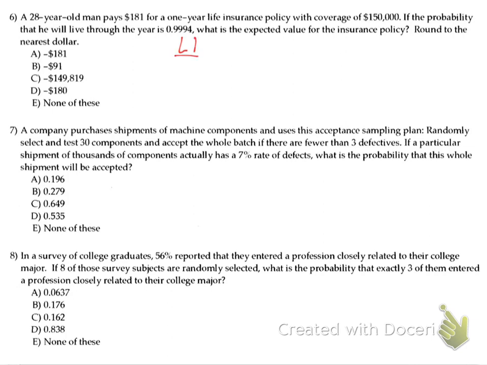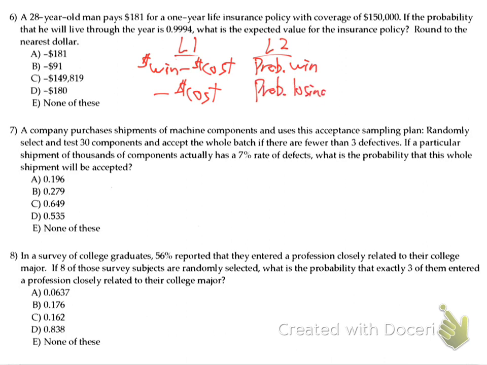And I say L1, you're supposed to put dollars of cost minus dollars to win. Wait, is it the other way? The win's supposed to come first, huh? Dollars win minus dollars cost. And then the second one is negative dollars cost, right? And then L2 is the probability of winning and the probability of losing. Okay, so that's what we need to do. So let's do that. So what is dollars win minus dollars cost?